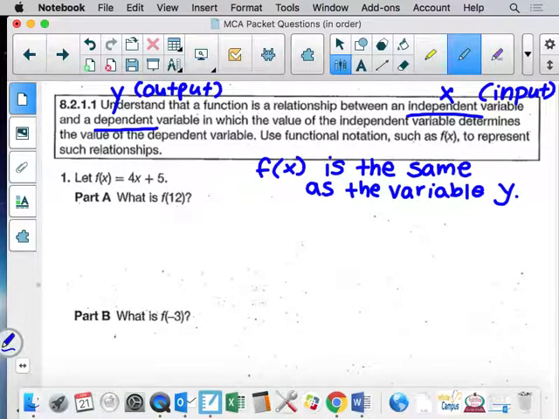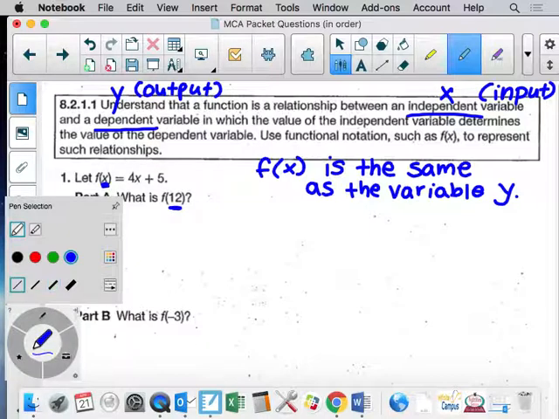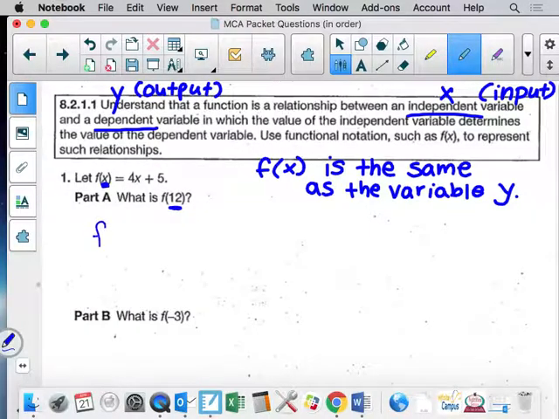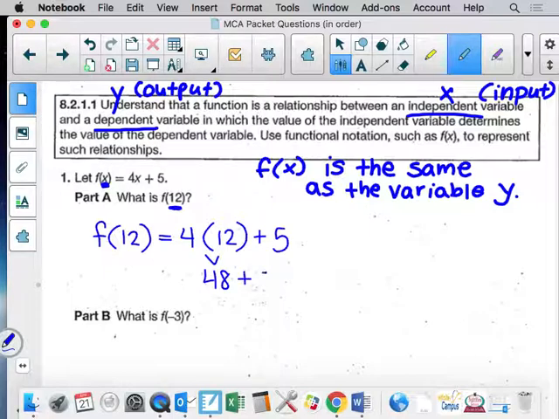So let f of x equal 4x plus 5. What is f of 12? So notice where the x is, it's been replaced with the number 12. So what that means is we are going to replace the x with 12 in the parentheses and where you see the other x, like this. And because it was 4x, that means 4 times x. So 4 times 12 is 48, plus 5 is 53. So f of 12 equals 53.